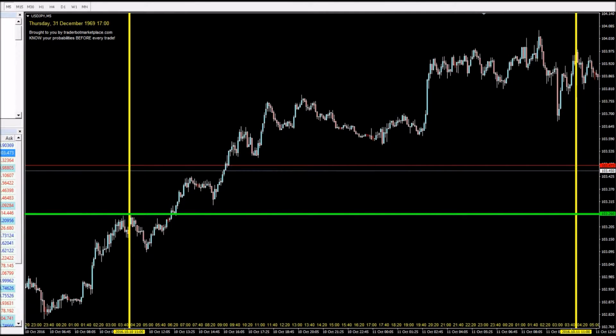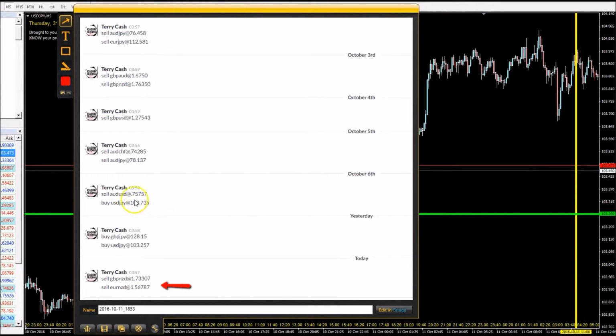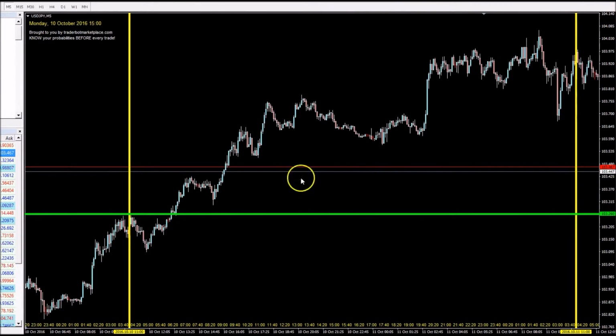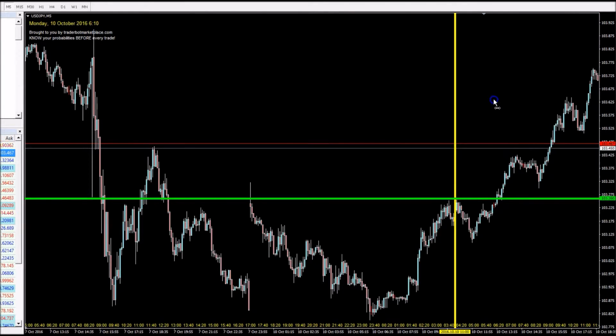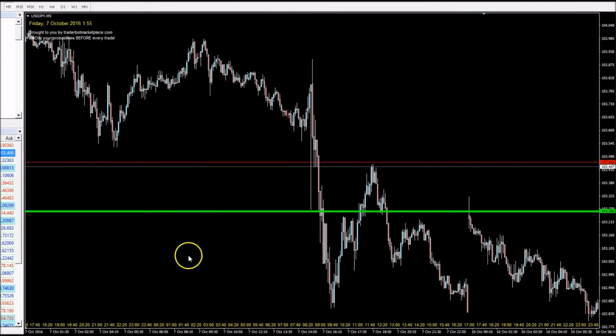We're going to look at a couple more. We're going to look at the day before that. You can go check these on your own. The day before that, it was sell Australian US dollar and buy USD yen. Well, we're already on the USD yen, so let's look at the day before that. Buy USD yen at 103.73.